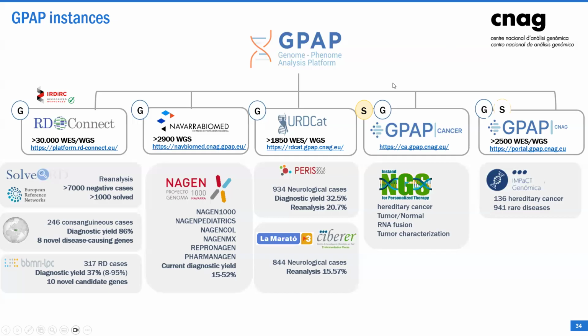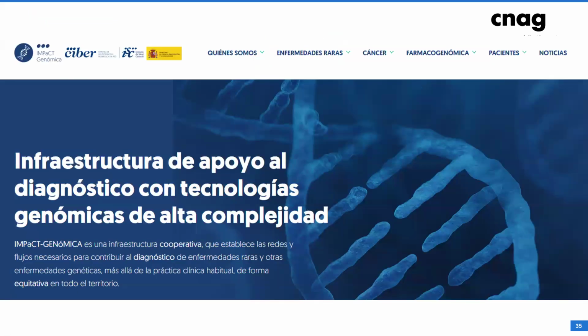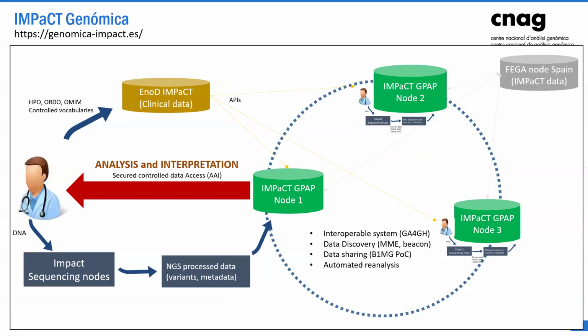Well, here is the cancer use case that I will also show you a bit later. But basically, what we've also done in Spain is through a project called Impact, which is meant to create a cooperative infrastructure to help diagnosis with complex genomic technologies. So we have built a system using different nodes of the GPAP for the analysis and interpretation of the data. The workflow is very similar to what I presented. Here, the clinical data is not in our system, but in another system that is connected to the different GPAPs through programmatic interfaces. Then the data gets sequenced, processed, and uploaded to one of the nodes.